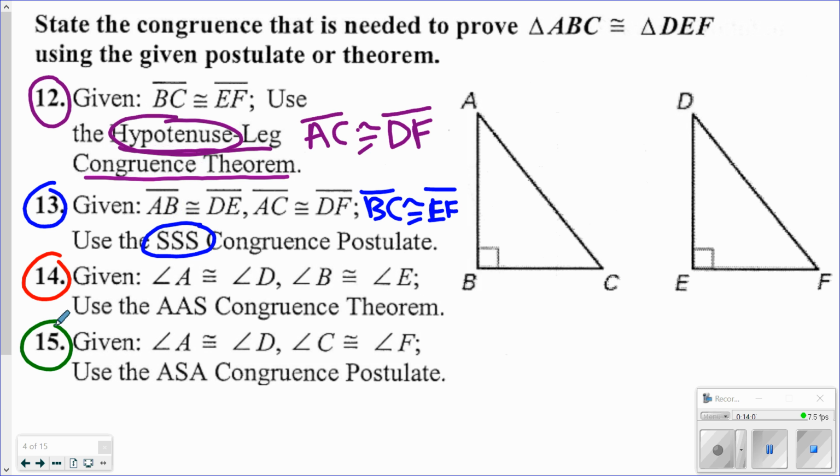And finally, number 15. We are given that angle A is congruent to angle D. We are given that angle C is congruent to angle F. I want to prove that these two triangles are congruent by angle side angle. So what information am I missing? Well, remember, the side has to be in between the two angles. So the only one that would work here is saying that those two sides are congruent. So AC would have to be congruent to DF.